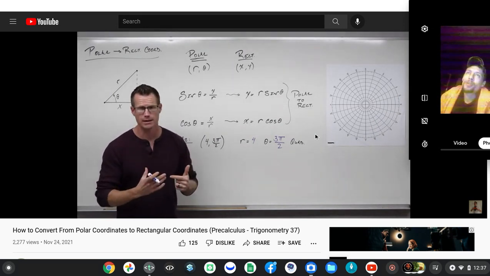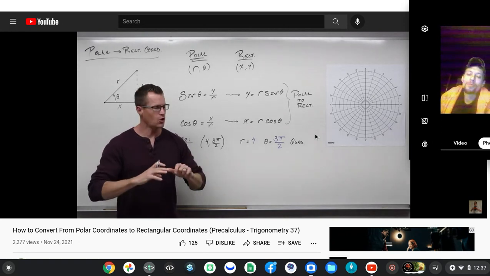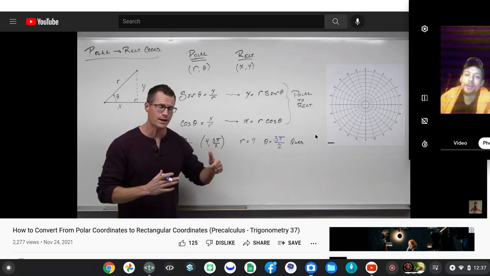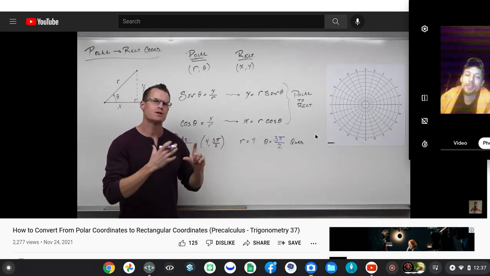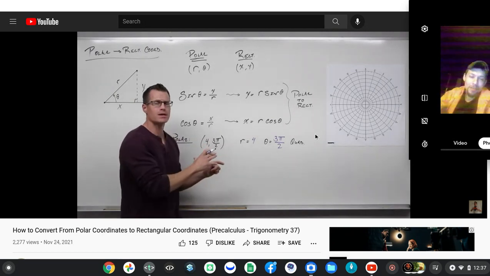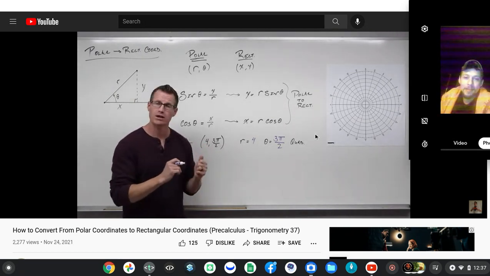The reason why it does is that inverse tangent only gives you back angles in quadrants 4 or 1, negative pi over 2 to pi over 2. So if we actually have something in quadrants 2 or 3, we have to manipulate this. That doesn't happen here, but it's good practice to check your work just to make sure you're there.